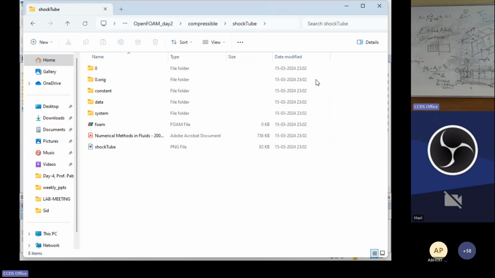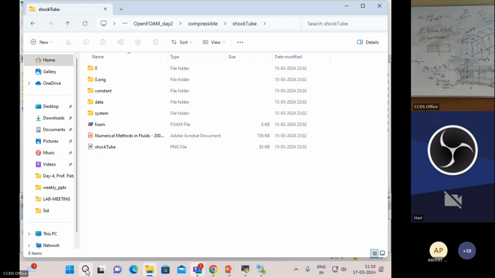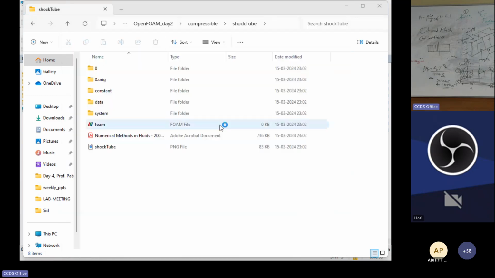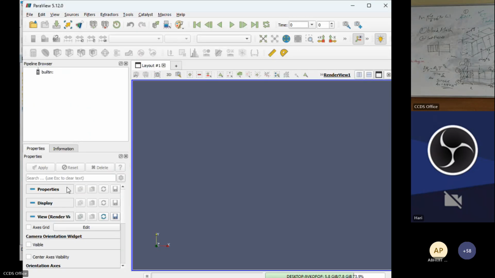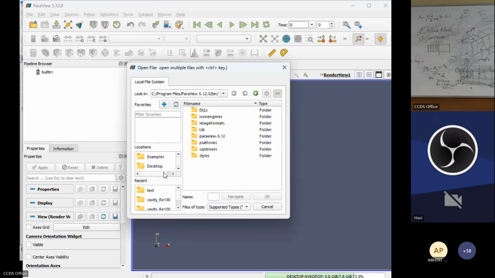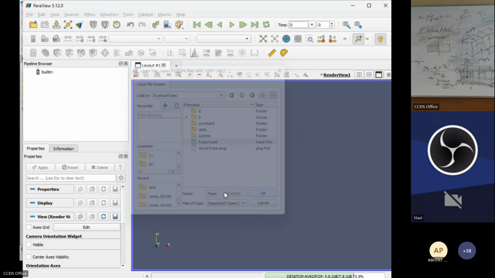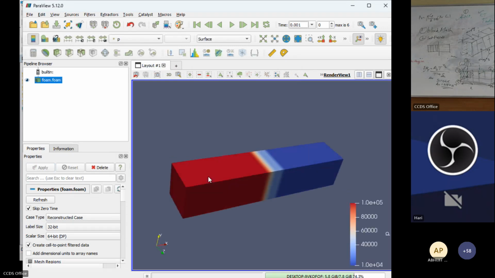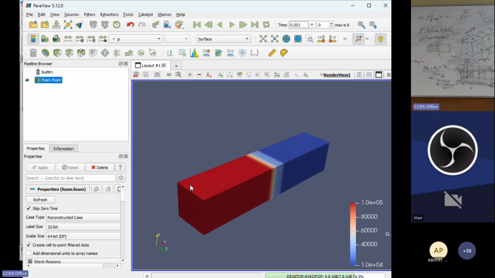Okay, so I have downloaded my case setup file over here. Now I want to open it in ParaView. Like before, open ParaView. So this is typically what it will look like after you run the simulation. Yeah, this is what you need to do.